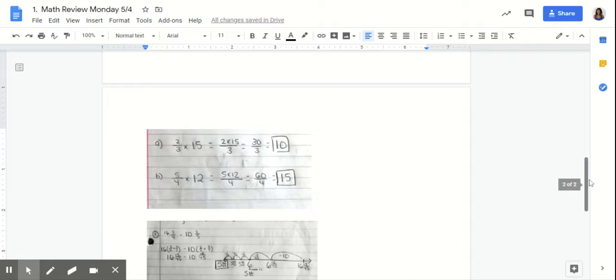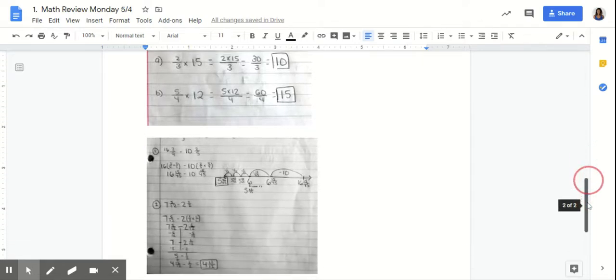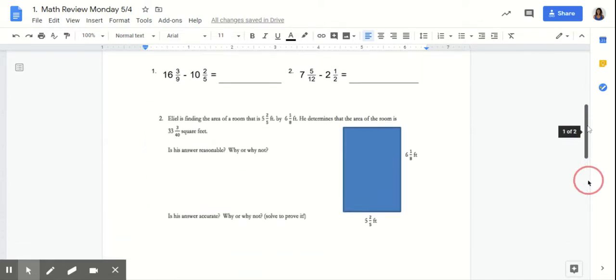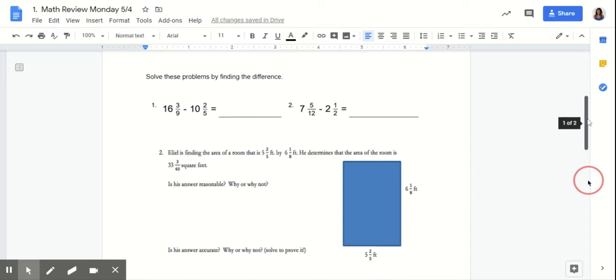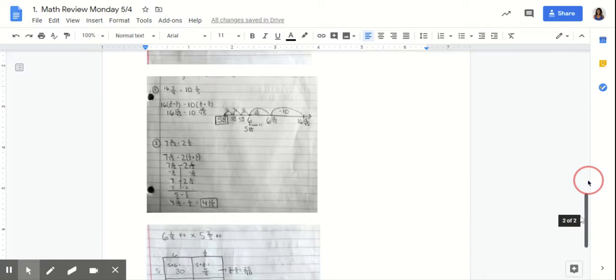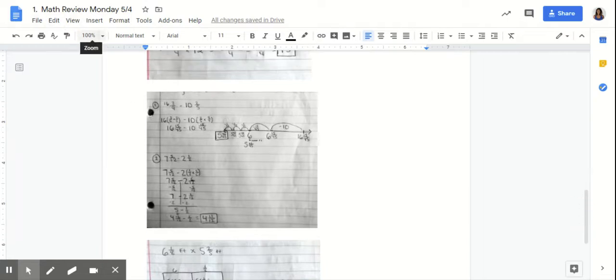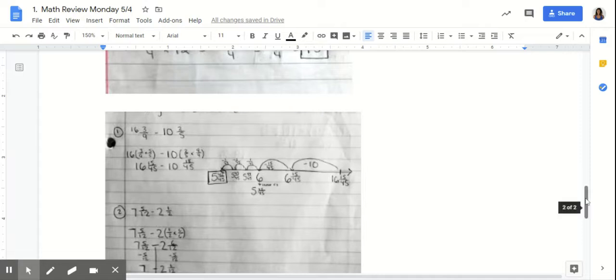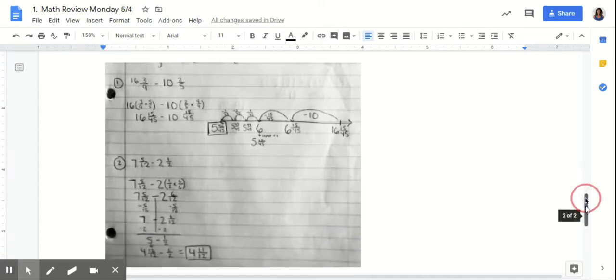All right, let's scroll down to the next piece. For part two, you are supposed to find the difference between these mixed numbers. So this is what we're working with here. Let me zoom in a bit so you can see what's going on. You had 16 and 3/9 minus 10 and 2/5.